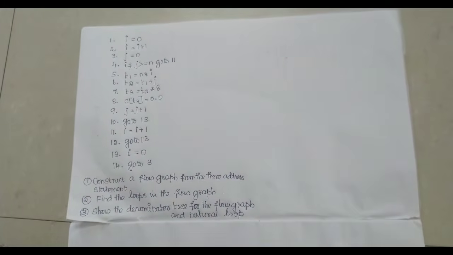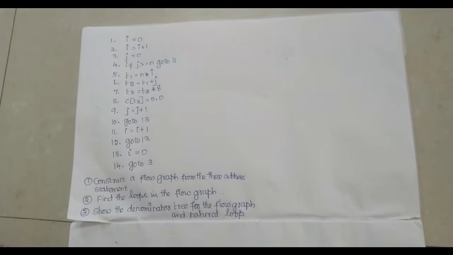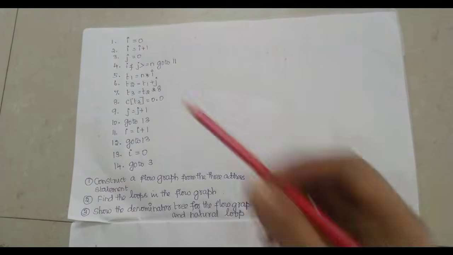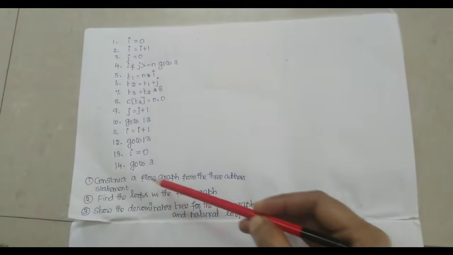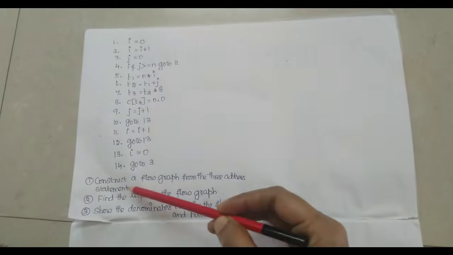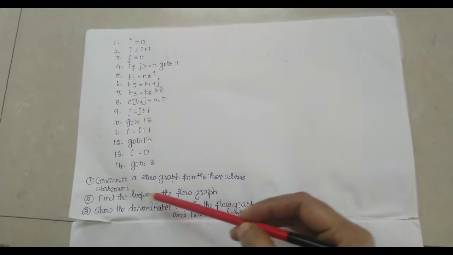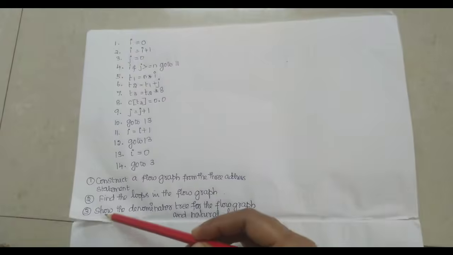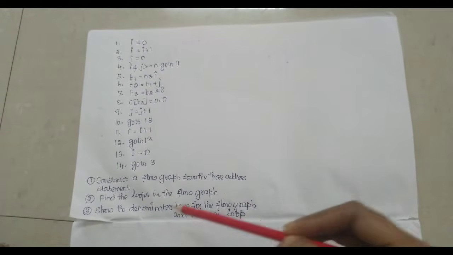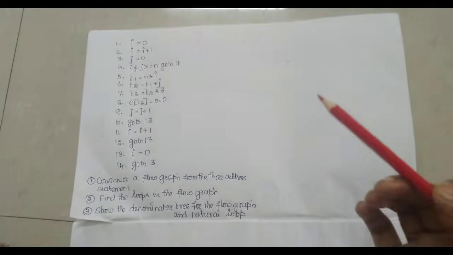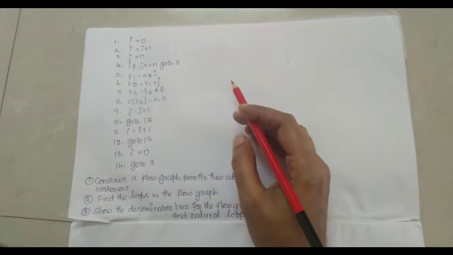Dear all, today we are going to solve a problem which comes under the code optimization section. This is one such example problem. Here a set of three address statements is given, and they have asked us to construct a flow graph from the three address statements, and the second one is to find the loops in the flow graph. The third one is to show the dominator tree for the flow graph and find the natural loop. So let us start with the step-by-step process.